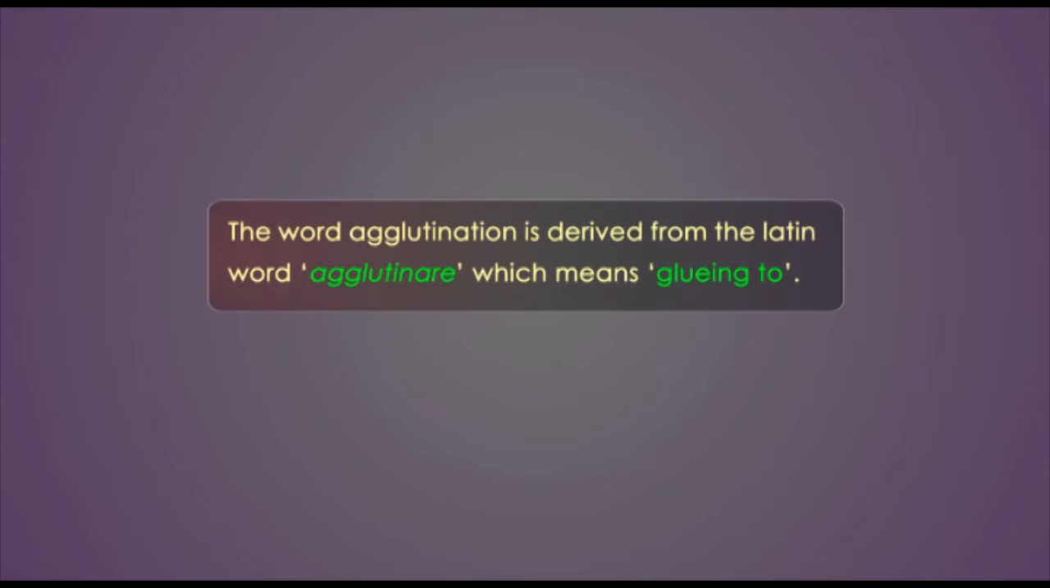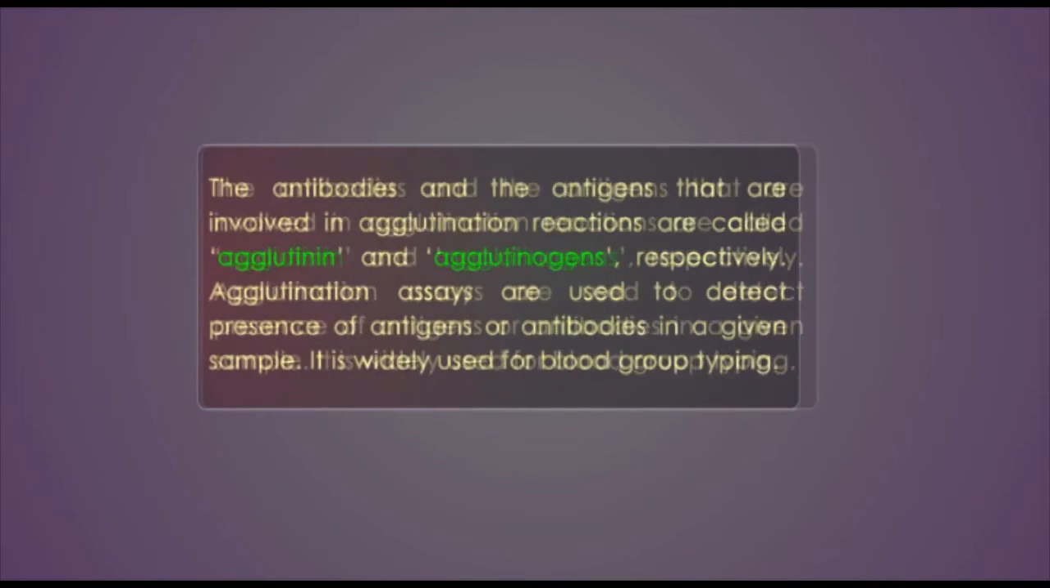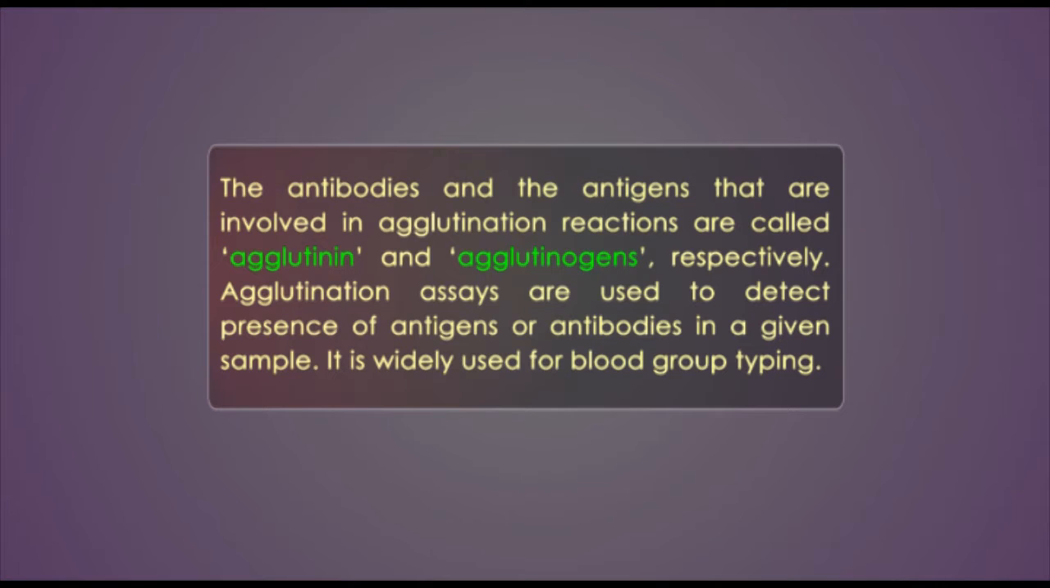Agglutination is the formation of visible clumps due to antigen-antibody interactions. The word agglutination is derived from the Latin word agglutinare, which means gluing to. Formation of the visible clumps occurs when the antigen and the antibody are at equivalence concentrations. The antibodies and the antigens that are involved in agglutination reactions are called agglutinins and agglutinogens respectively.